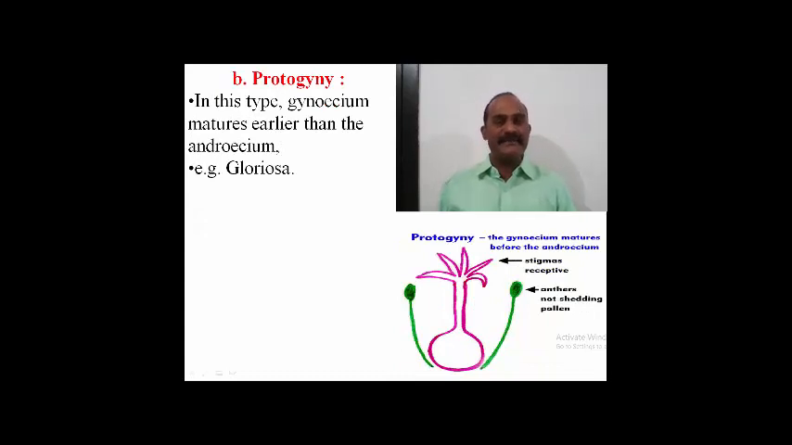As the name indicates, proto means first, gyne means gynoecium. In this mechanism, the gynoecium matures earlier than the androecium. The gynoecium is ready to receive the pollen grain, but the androecium is not ready, or we can say it does not contain mature pollen grain. So self-pollination is once again avoided, and cross-pollination becomes the rule. The most common example you can have is Gloriosa, where protogyny is there.